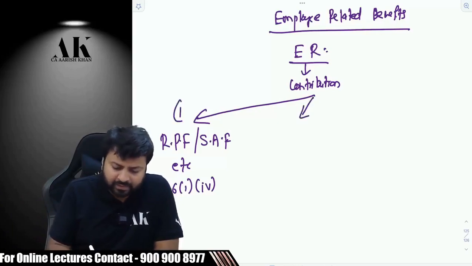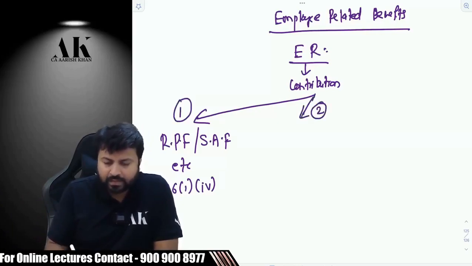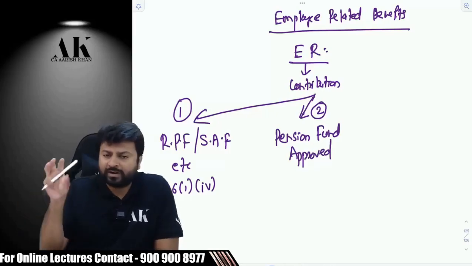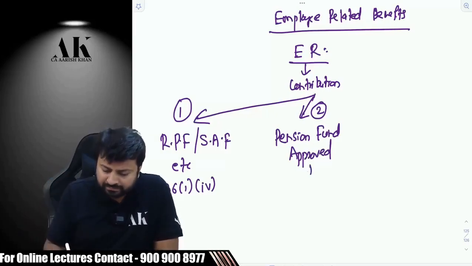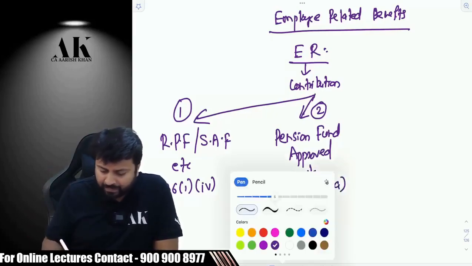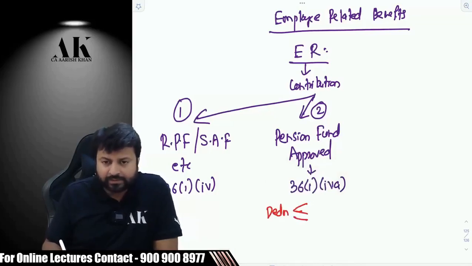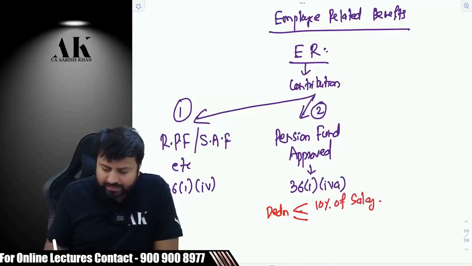This was the first deduction. Second, if the employer contributes to certain funds like a pension fund which is approved, so now the employer is contributing to an approved pension fund. This is also allowed as a deduction under section 36(1)(iva). But there is a restriction over here. The deduction will be maximum equal to 10% of the salary. It cannot be more than that amount.